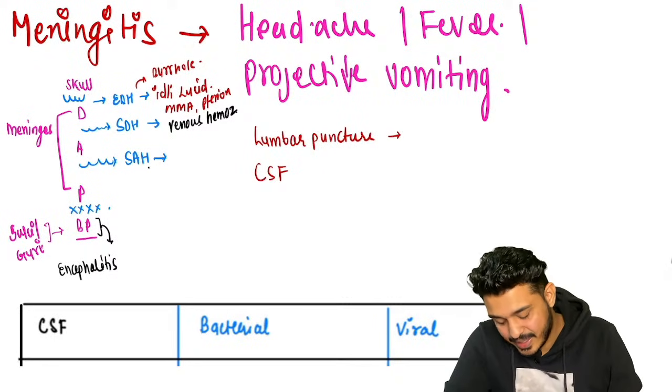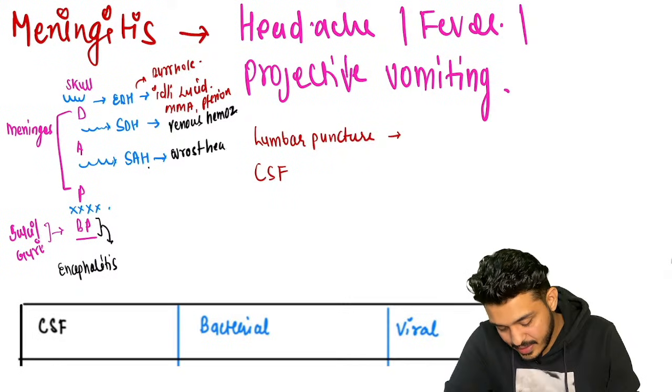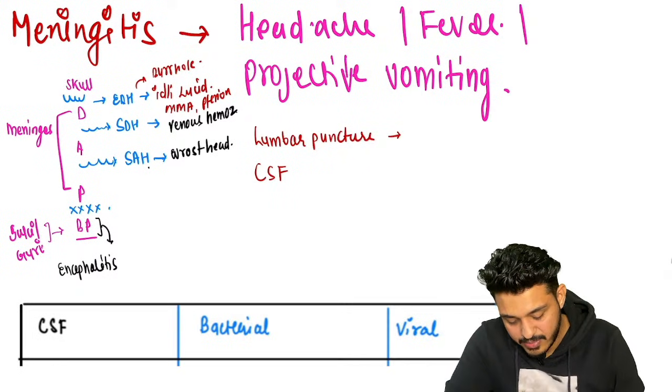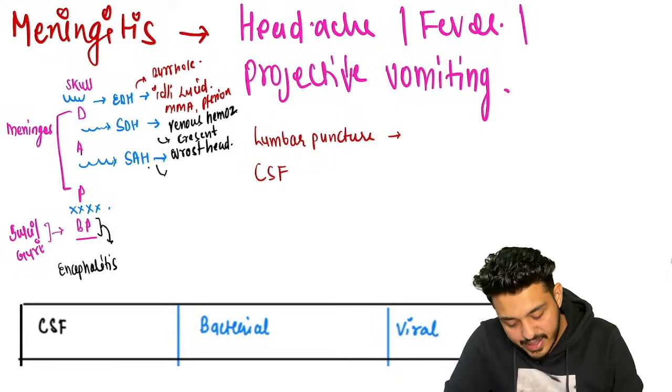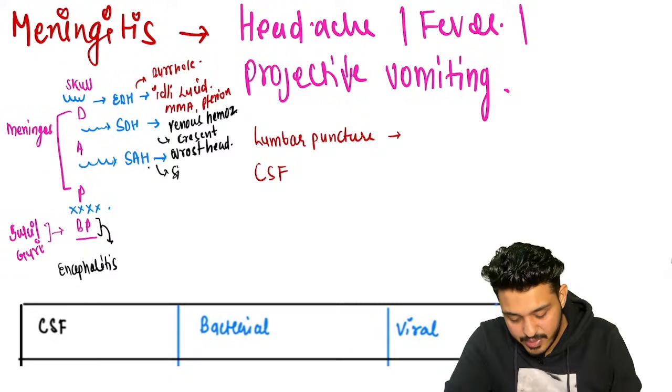In SAH, they can write you, this is the worst headache of my life, worst headache. Blood will be in the Sylvian fissure. Here, the shape will be crescent or half moon shape, right? Worst headache of my life, and blood will be present in the Sylvian fissure, right?